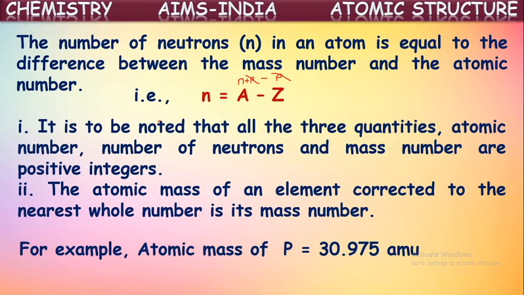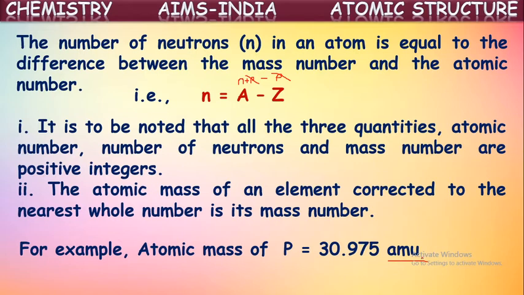For example, if you see here, the atomic mass of phosphorus, or the mass of one atom of phosphorus, is 30.975 atomic mass units. Here, AMU represents atomic mass units. It is one of the smallest units of matter, as we know. So in AMUs, the mass of one atom of phosphorus is equal to 30.975. We are getting a fractional value in decimals here.